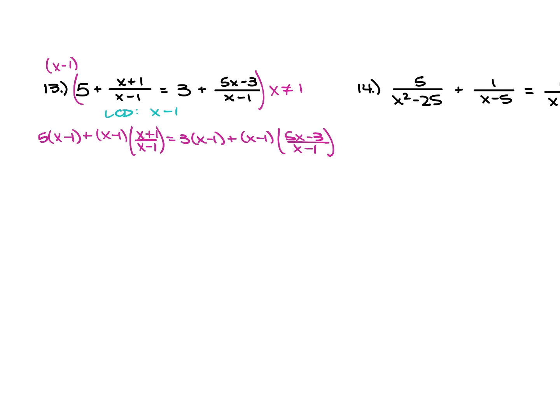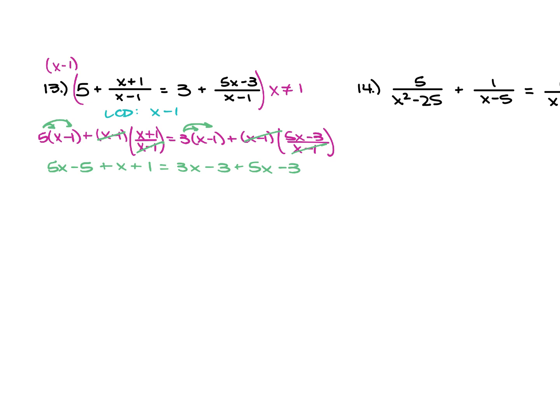Your 5 times x minus 1, you're going to distribute that 5. So that is 5x minus 5. The x minus 1 times x plus 1 over x minus 1, your x minus 1's cancel to where you just have a positive x plus 1. Your 3 times x minus 1, you're distributing the 3 to get 3x minus 3. Then that x minus 1 times 5x minus 3 over x minus 1, your x minus 1's cancel. So it's just plus 5x minus 3.